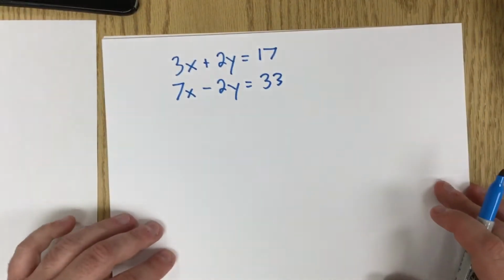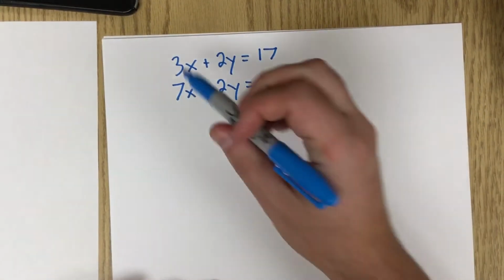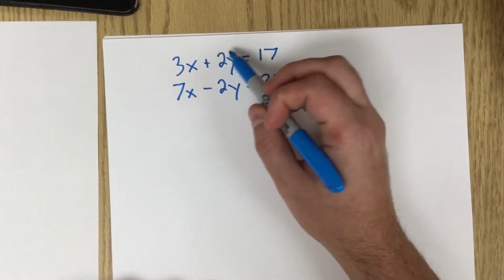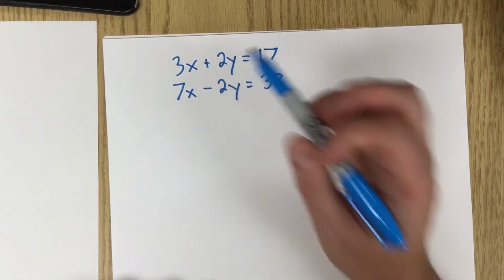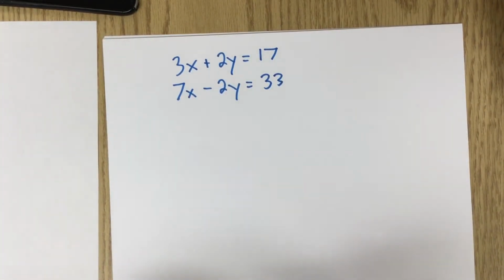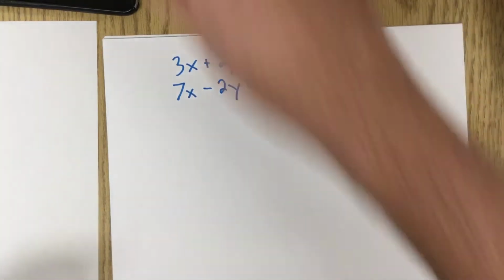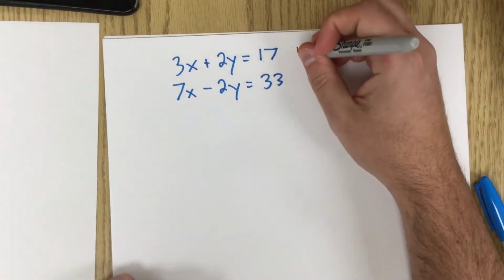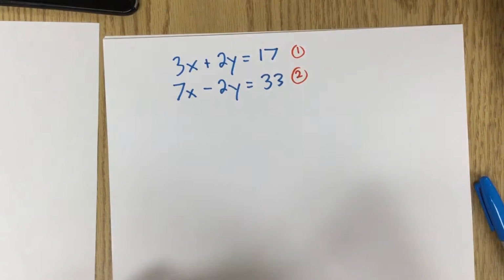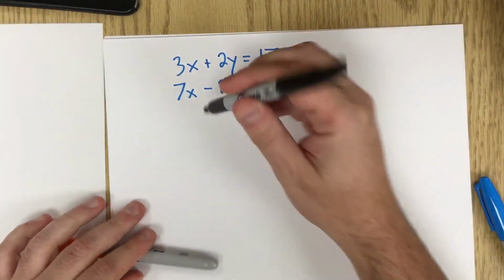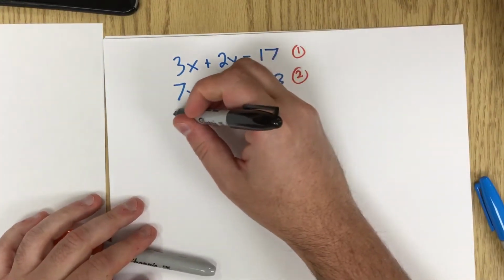And what we'll notice, the reason we're not going to use substitution with this, is that this x is not alone, this y is not alone, this x is not alone, and this y is not alone. So we don't actually have anything we can isolate in a pretty way for that. So what we're actually going to do in this case is add up these equations.